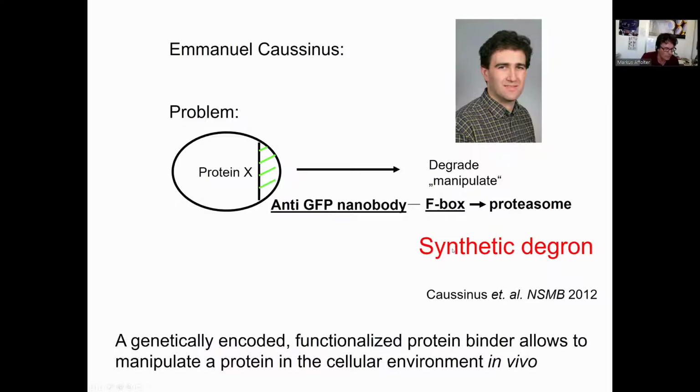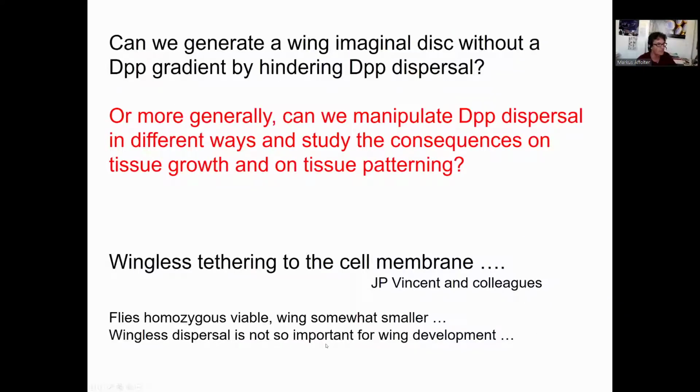There are hundreds, thousands of GFP fusion flies in the stock center. You can use that for memory studies, you can use it for developmental studies, and it's all at the very beginning. But we have a genetically encoded, functionalized protein binder that allows us to manipulate the protein in the cellular environment in vivo. So this is, of course, very exciting because we can do a lot of things now.